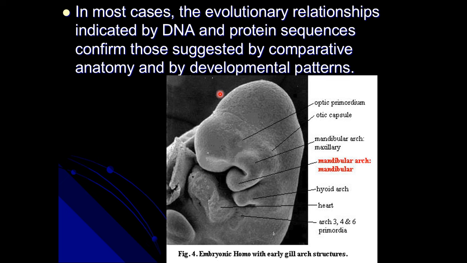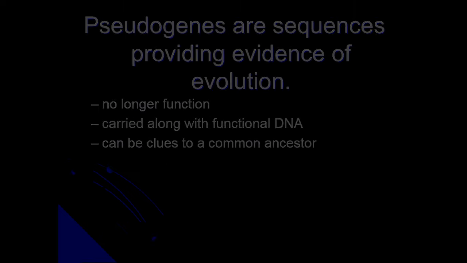DNA evidence is relatively new. We haven't had the technology to be able to look at the DNA structures for a very long period of time. Darwin definitely wasn't able to do that. He was using these other types of evidence, and now looking back, the DNA and protein sequences confirm what he had originally thought about relationships between organisms.